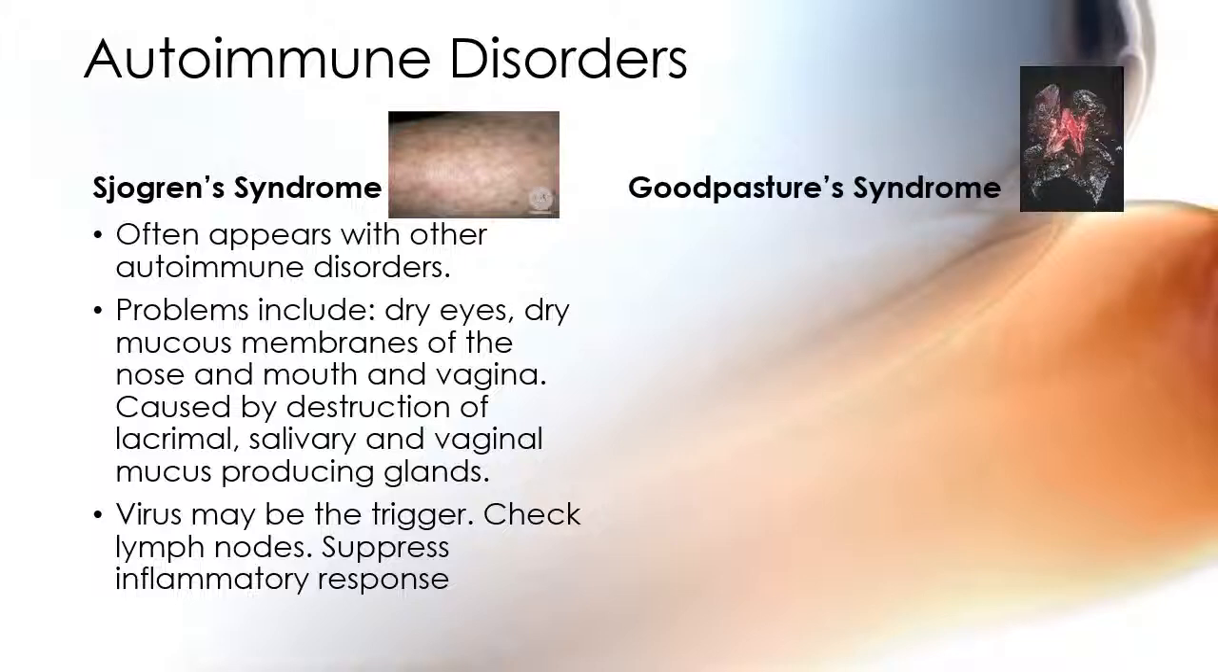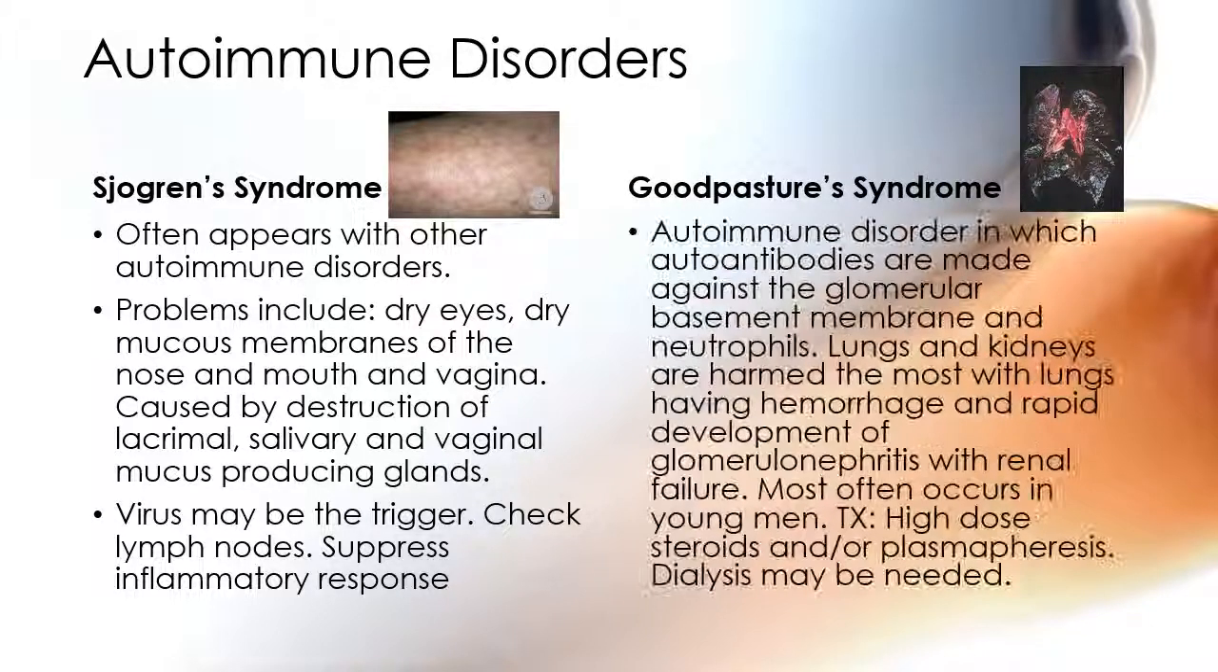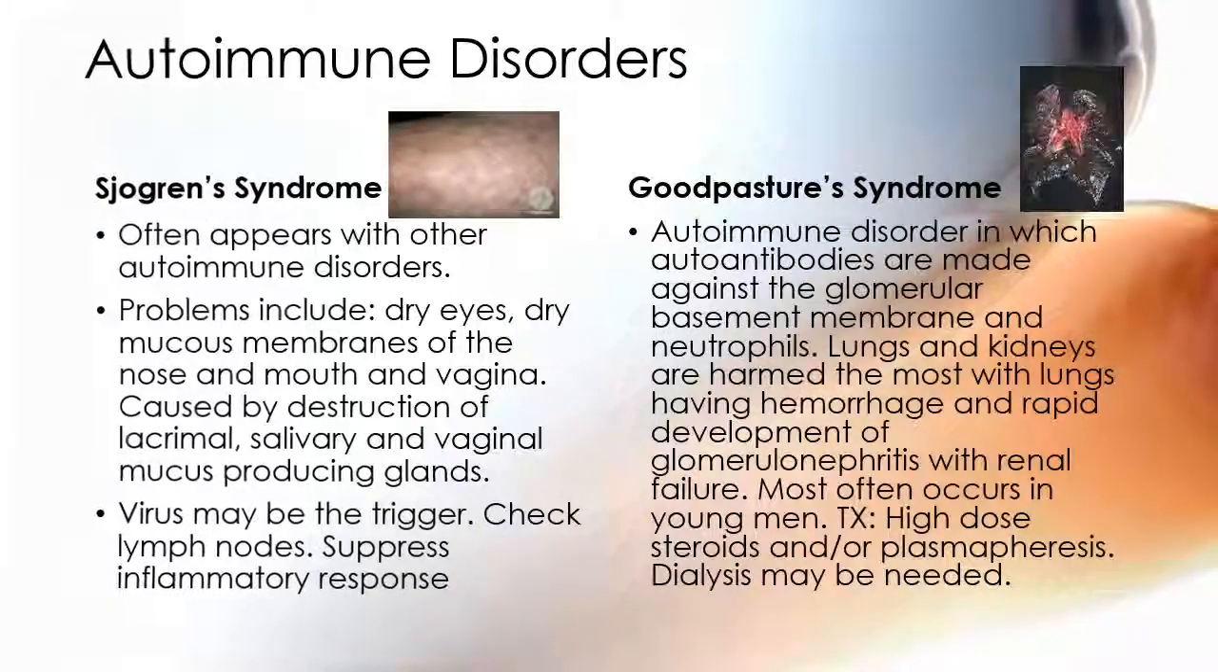Then we also have Goodpasture syndrome. This is an autoimmune disorder in which autoantibodies are made against the glomerular basement membrane and neutrophils. Lungs and kidneys are harmed the most, with the lungs having hemorrhage and rapid development of glomerular nephritis with renal failure. Most often occurs in young men. Treatment is a high dose of steroids and/or plasmapheresis, and then dialysis may also be needed.